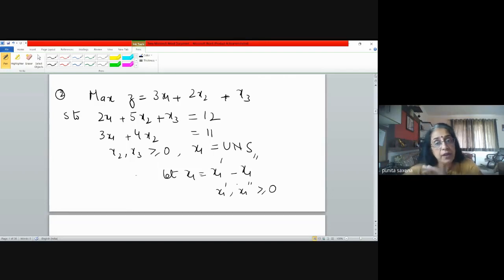So never ever will it happen that both x1 dash and x1 double dash would be the basic variables. They can both be non-basic, but they can never be both basic. So if both of them are non-basic, that means x1 itself is non-basic, so x1 is 0 in that case. But never ever can both of them be basic variables. See, these are certain strong points of the simplex algorithm that make it till date the best way to solve any linear programming problem.